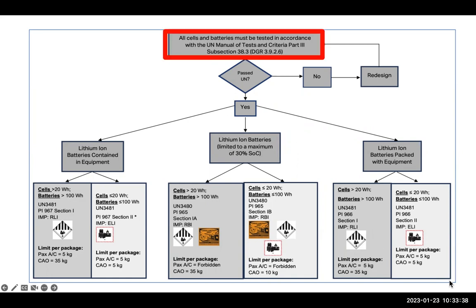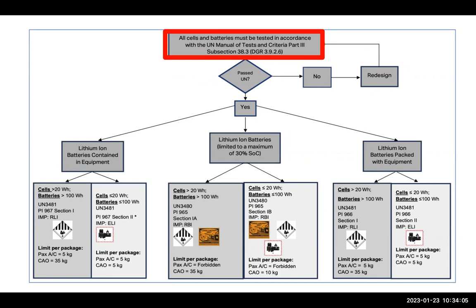At the top of the flow chart, we have a very important statement which reads, all cells and batteries must be tested in accordance with the UN Manual of Tests and Criteria, Part 3, subsection 38.3. If you want to know where this mandatory requirement is coming from, go to the regulations and read 3.9.2.6.